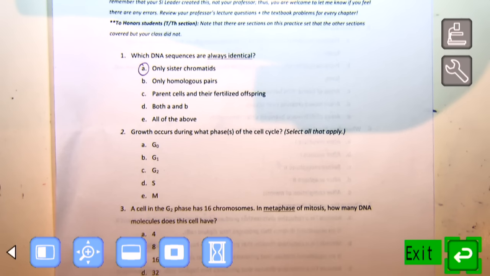When we have homologous pairs, we got one chromosome from mom and one chromosome from dad. And those could have totally different alleles. Our homologous chromosomes are both going to code for the same traits, but those traits could have different alleles. So that would be why homologous pairs would not always be identical. And see, parent cells and their fertilized offspring, if the offspring are fertilized, that means they got genes from mom and from dad. And if they got genes from mom and dad, they're not going to be identical. So the only answer that could be right would be A, sister chromatids.